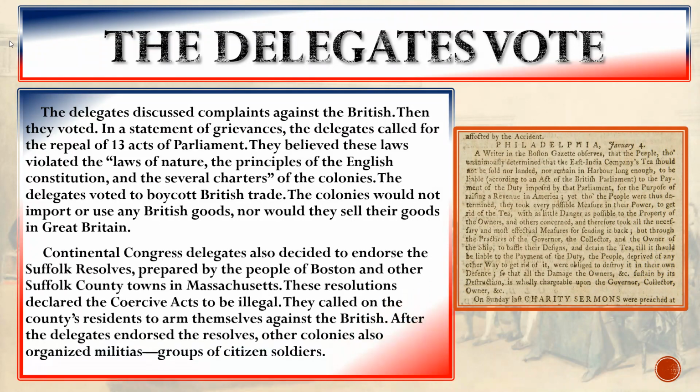Continental Congress delegates also decided to endorse the Suffolk Resolves, prepared by the people of Boston and other Suffolk County towns in Massachusetts. These resolutions declared the coercive acts to be illegal. They called on the county's residents to arm themselves against the British. After the delegates endorsed the resolves, other colonies also organized militias, groups of citizen soldiers.